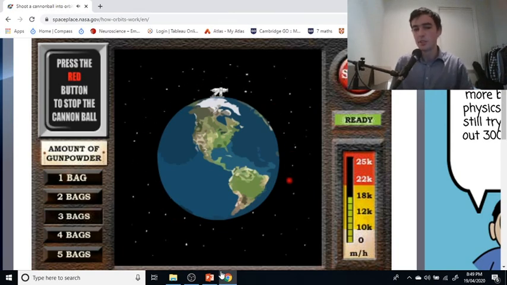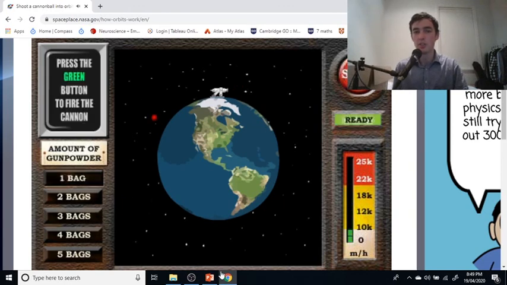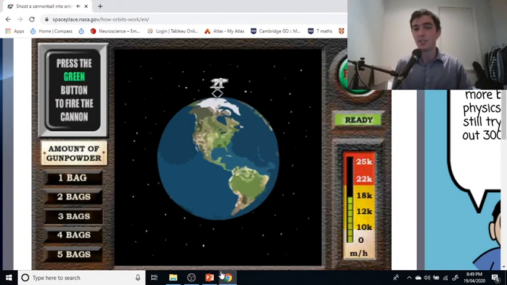Now, I want you to really think about what's happening here. This cannonball is always being pulled towards the Earth. Okay, if I go to 1 bag, the cannonball is pulled towards the Earth and it hits the Earth. The gravity is still there here. So, there's still just as much gravity pulling that cannonball towards the Earth.